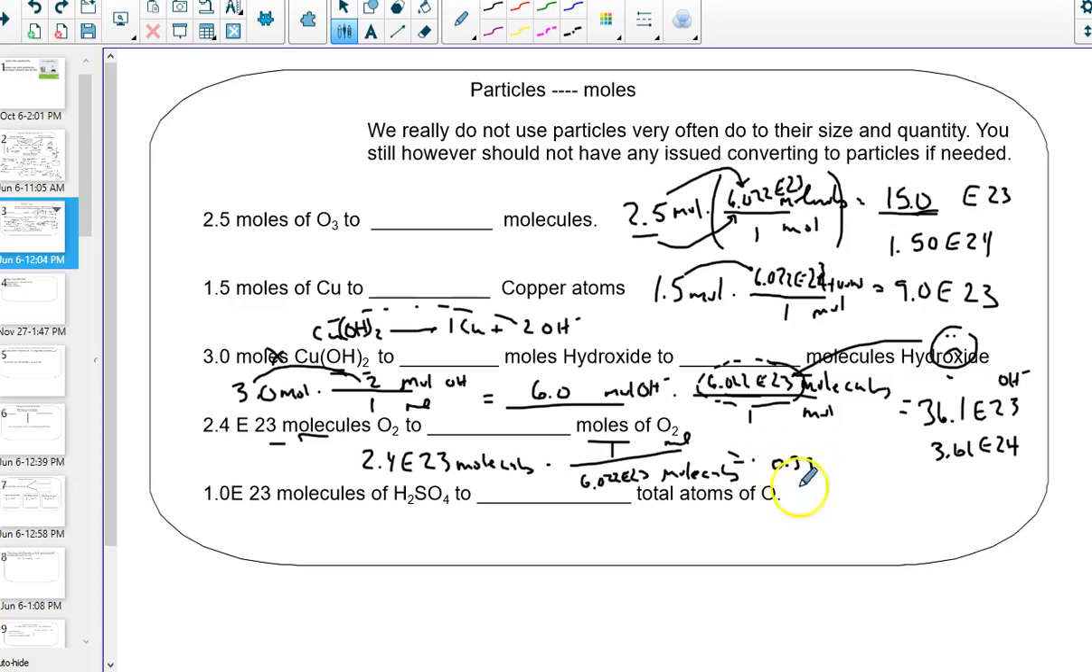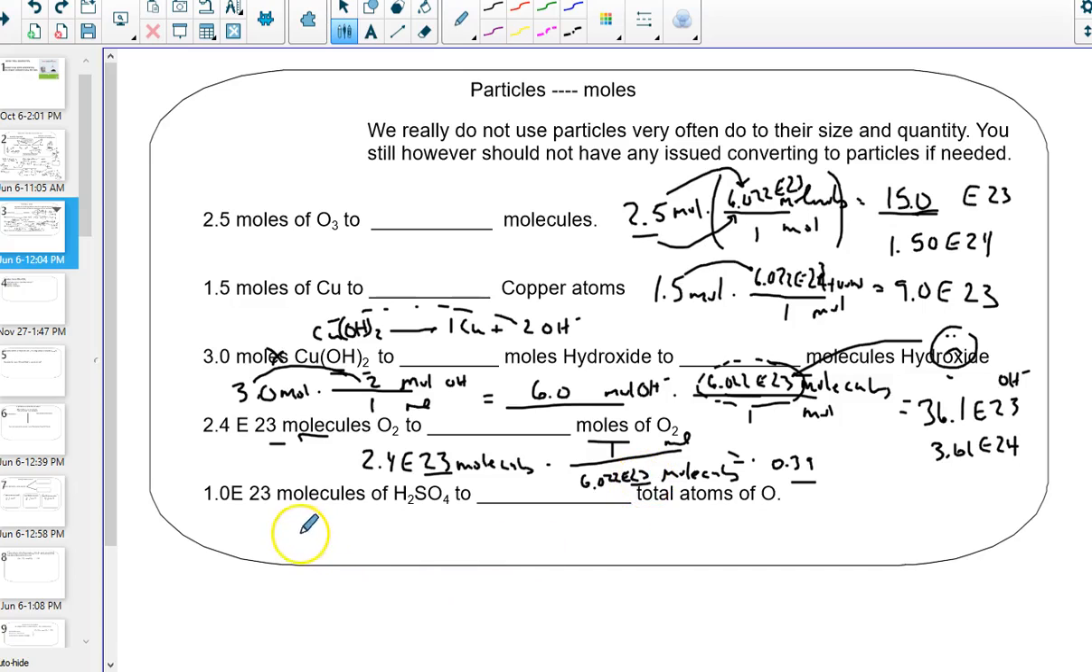0.39. Now keep in mind, when you're doing the math, you subtract the exponents, because we're dividing, and then you divide these two. So 2.4 divided by 6 is about a third, a little more, which is 0.39, and the exponents cancel to 0.